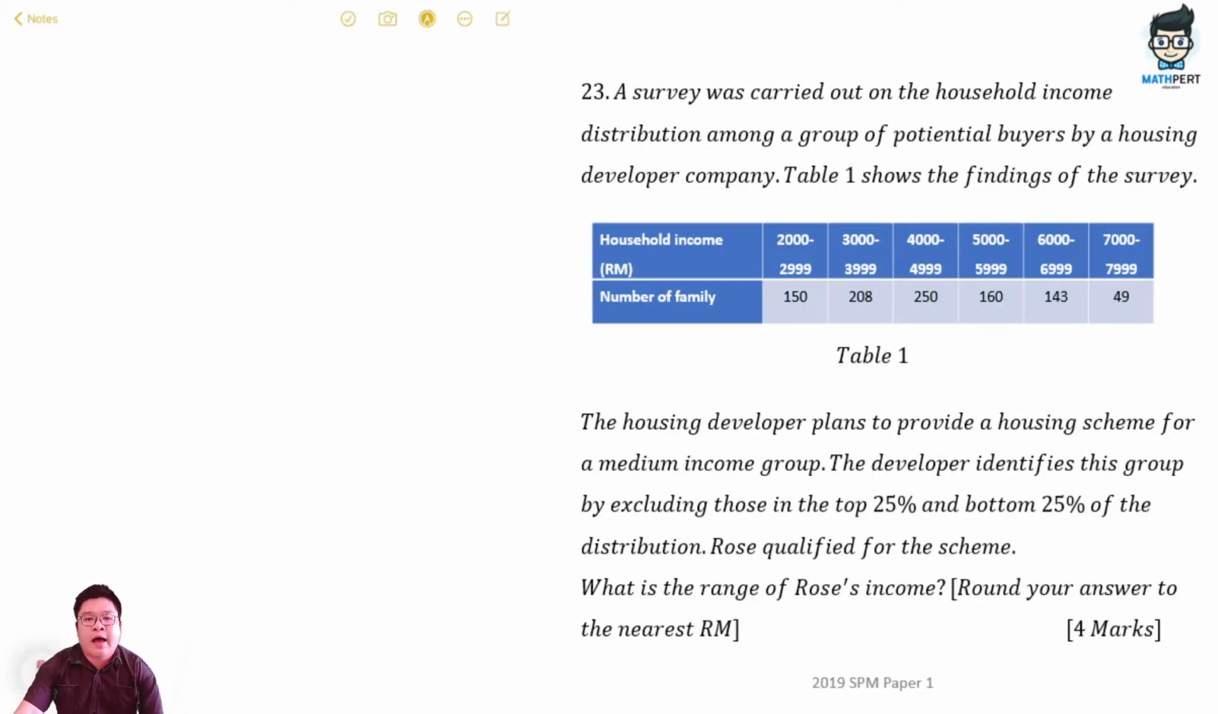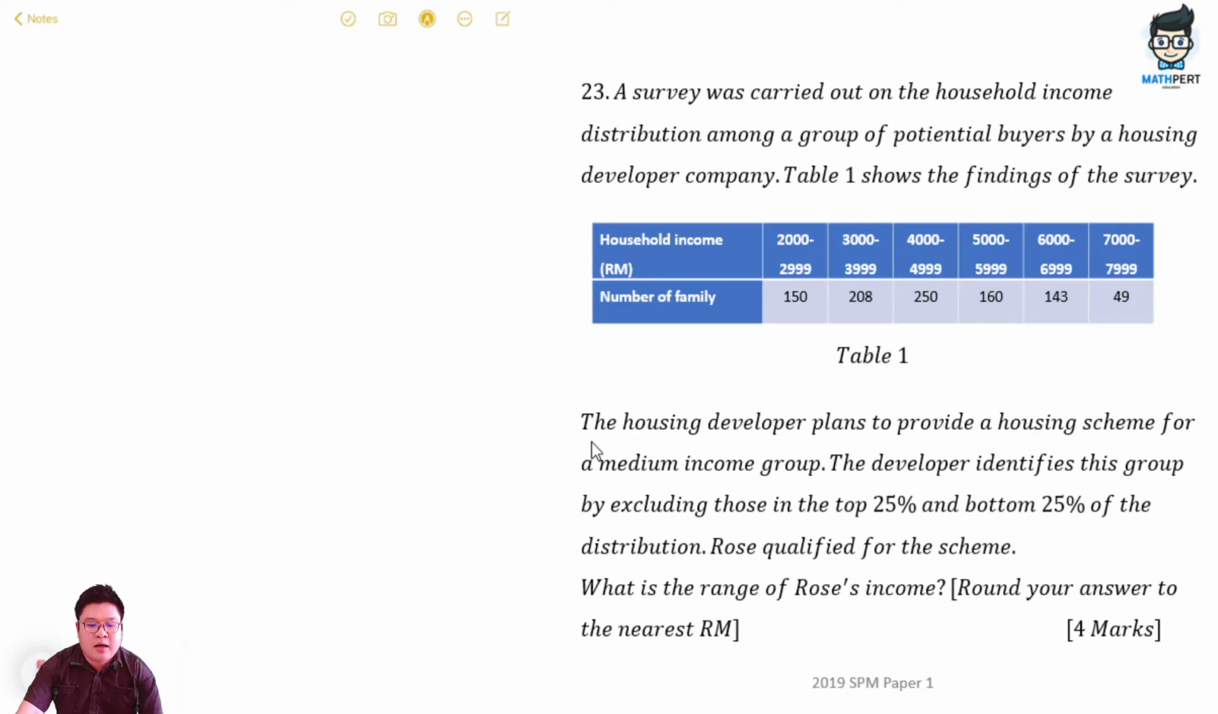Alright, let's take a look at SPM year 2019, paper 1 question number 23. A survey was carried out on the household income distribution among a group of potential buyers by a housing developer company. Table 1 shows the findings of the survey. So this is table 1.